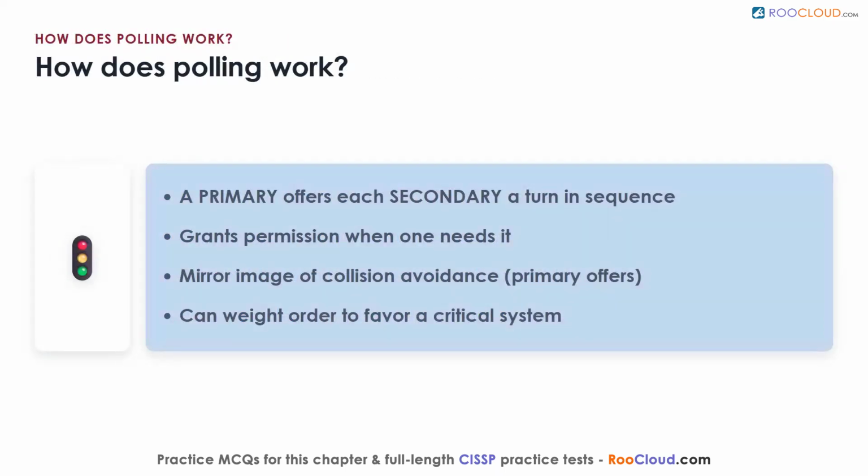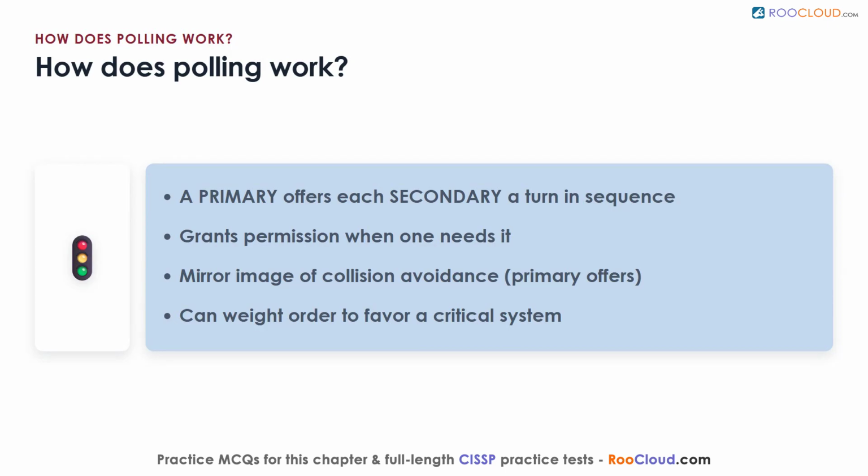How does polling keep order from the top down? By having a primary system offer each device a turn. One system is designated the primary, and the rest are secondaries. The primary asks each secondary in sequence whether it needs to transmit, and grants permission when one does, then moves on to the next. It is the mirror image of collision avoidance, where the secondary asks for permission. In polling, the primary offers it.